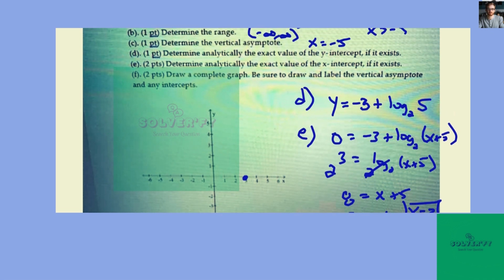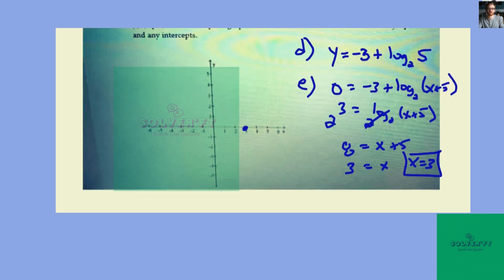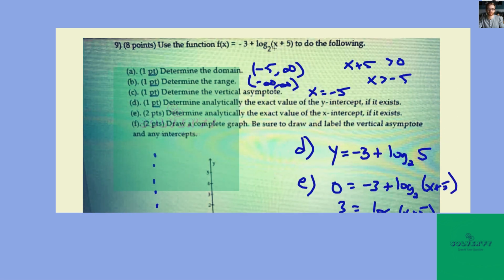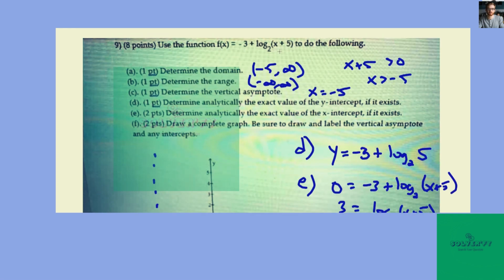And I'm going to take note of the vertical asymptote, which we said is -5. A value we could figure out is, we know log base 2 of 4 is 2, so if x is -1, then we'd have log base 2 of 2 is 4, with a -3 is a +1.